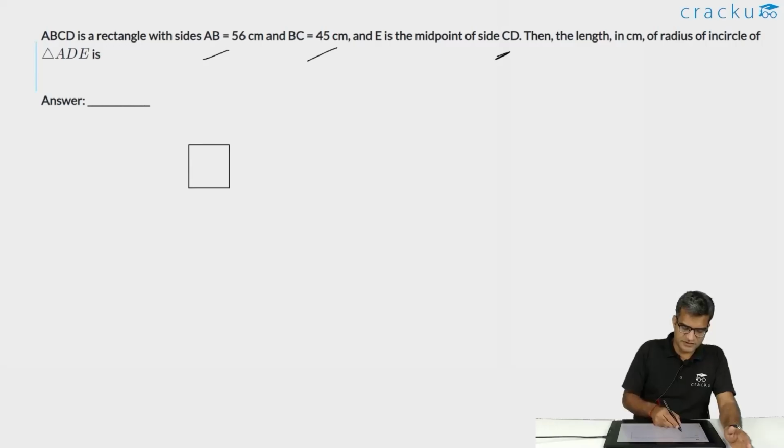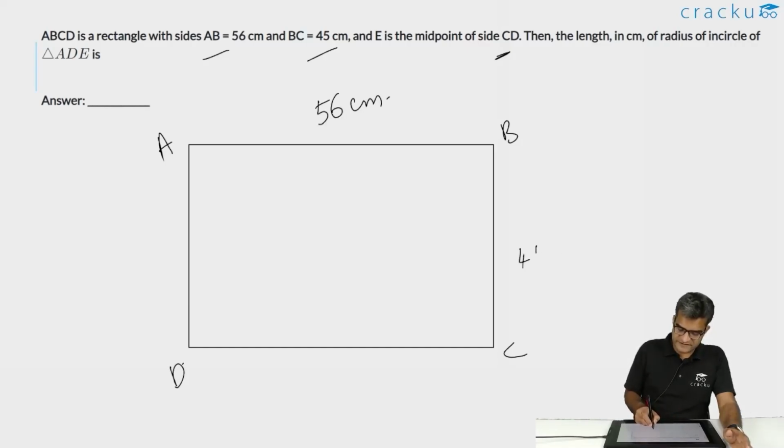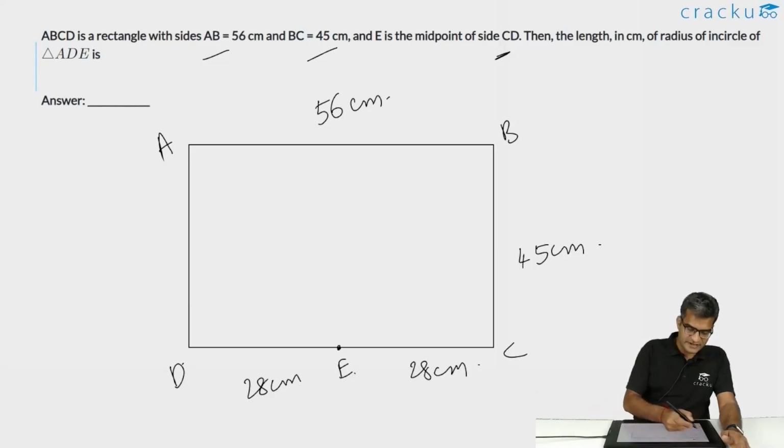So let us first draw this rectangle. This is ABCD. This is A, B, C and D. AB is 56 centimeters. BC is 45 centimeters. E is the midpoint of CD. So this is E. So this will be 28 centimeters. This is 28 centimeters. So for ADE, this is the right angle triangle ADE. AD will be 45 centimeters.